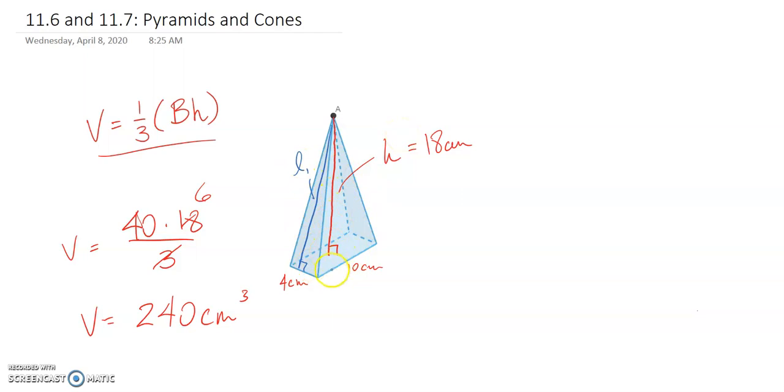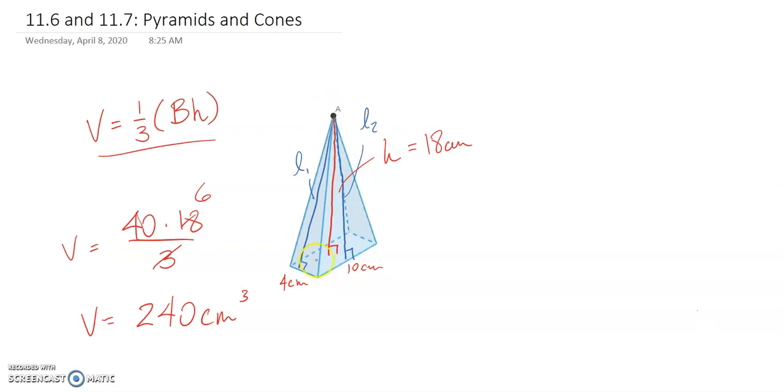Had the base of our pyramid been regular, like a square, then all of the triangles would be congruent, so all the slant heights would be the same. But this 4 centimeter base is going to have a different slant height than the 10 centimeter base. So I'm going to have multiple slant heights that I'm working with here. I'll call that one L2.